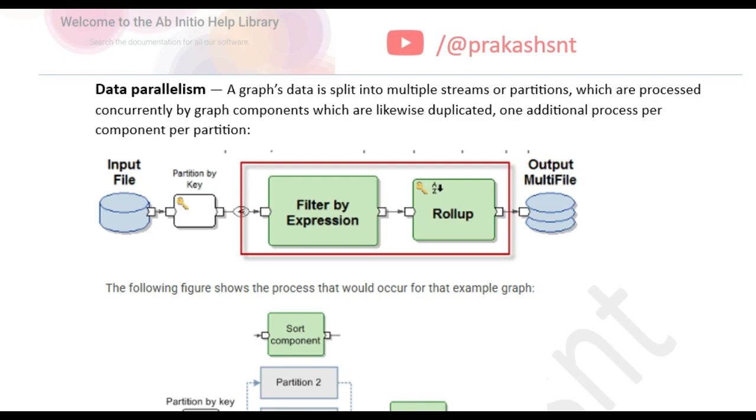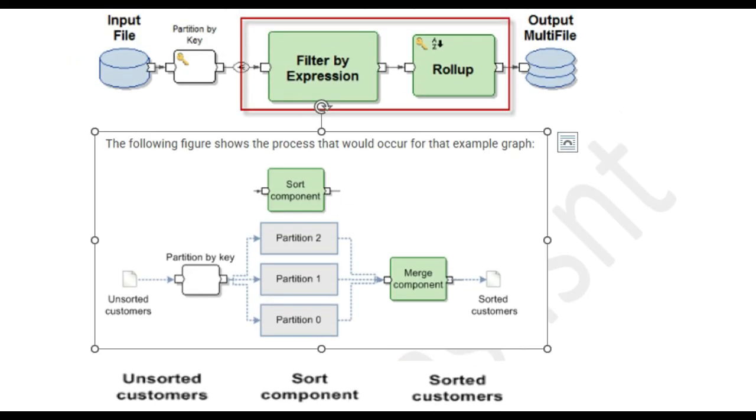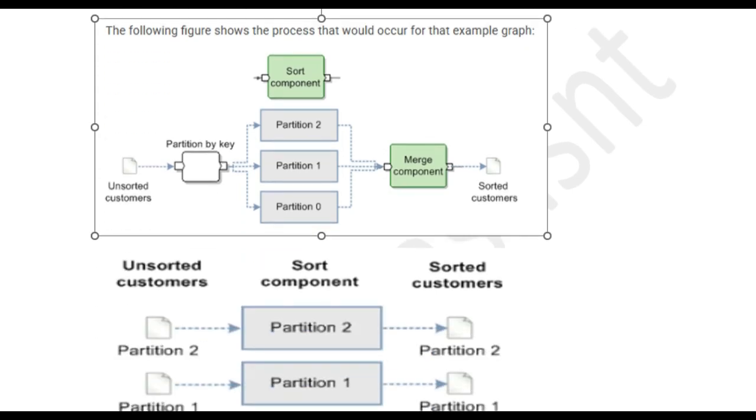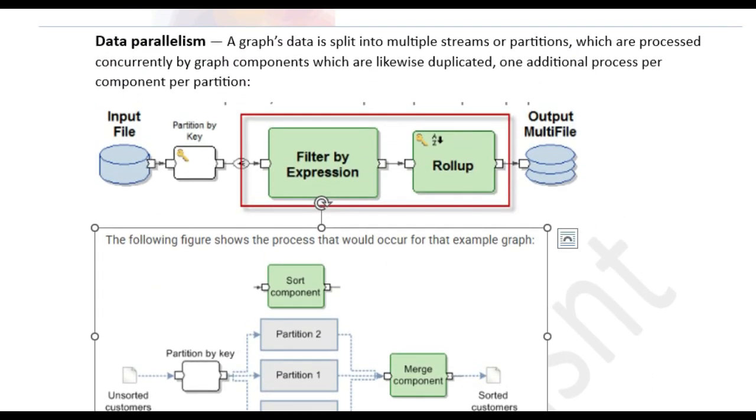Here, filter by expression and rollup use my partitioned data. Suppose I have 3 partitions of data, as I said. These 3 separate streams of data use filter by expression and rollup. In this example, suppose I have a 3-way partition by key, and if I'm using the sort component, then all three components will work in parallel. All the different flows will be sorted and provided to the output. So this is the overall example of data parallelism and parallelism in Ab Initio.